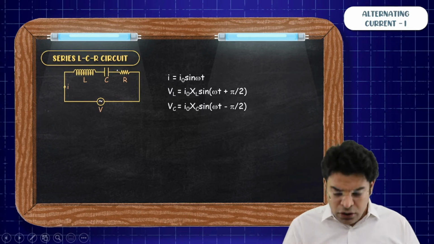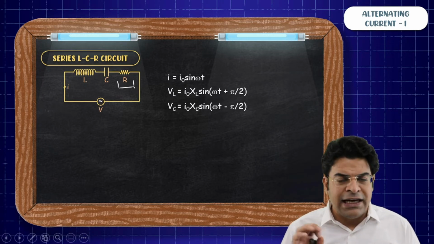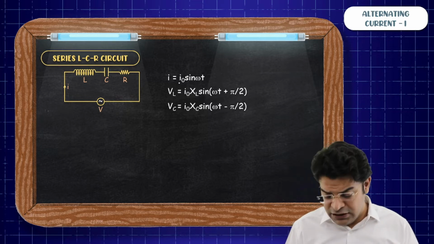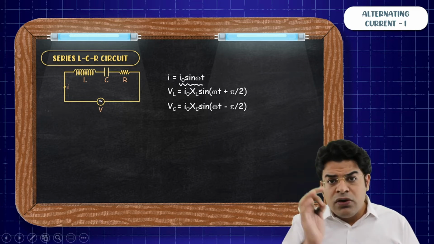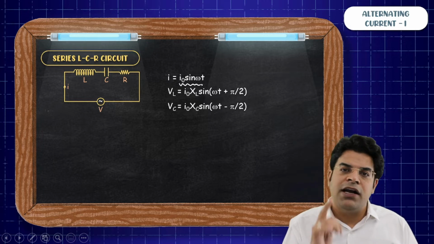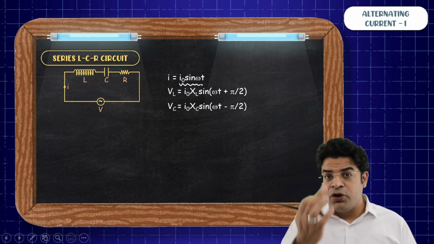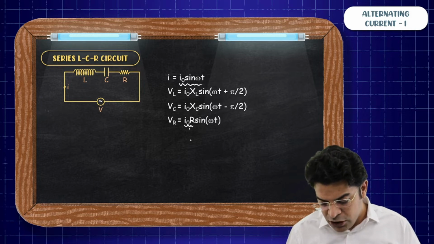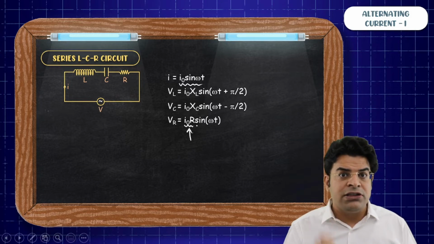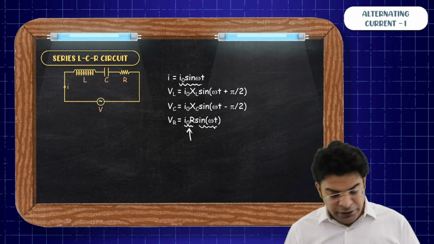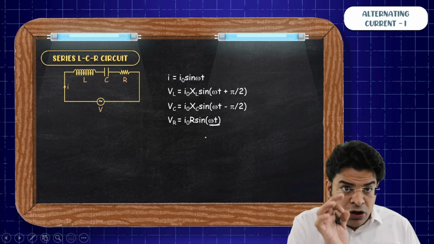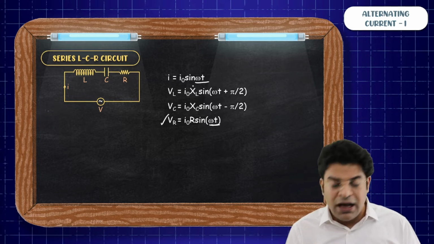Now let's talk about the potential drop across the resistance at any time t. You will say that if the current flowing through the resistor at any time t is I naught sine omega t, and we know that for the case of resistor, the current and potential are in same phase. So the potential drop across the resistor at any time t will be nothing but I naught into R, the peak potential drop across the resistor, into sine omega t. Now do notice that the phase of potential drop across the resistor and the current are in same phase, omega t.